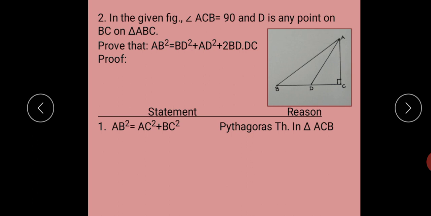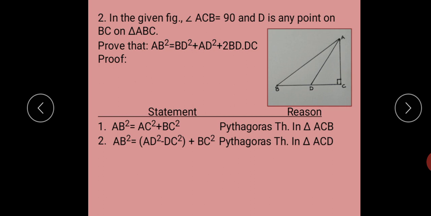Now look at the right hand side of what is asked to prove. We will find AC is not there, but AD is there. So we can go to right triangle ACD, and in place of AC, that is height, we can write AD square minus DC square, that is hypotenuse square minus base square. Let's see the step. Yes, in place of AC square, we have written AD square minus DC square plus BC square.